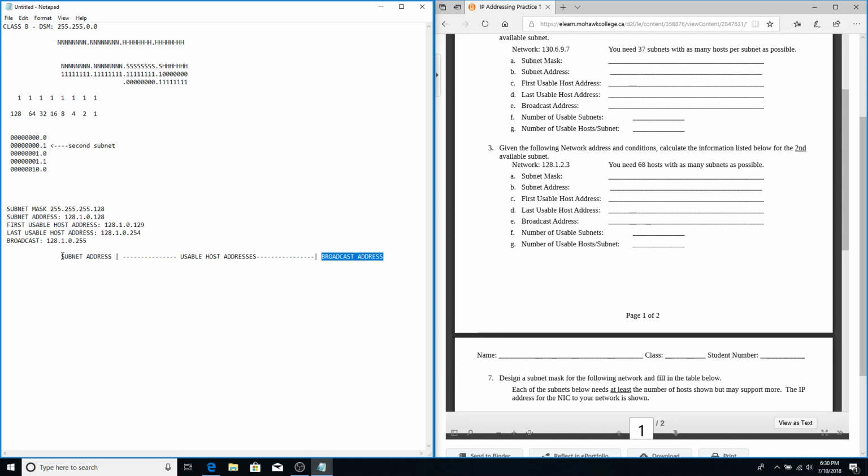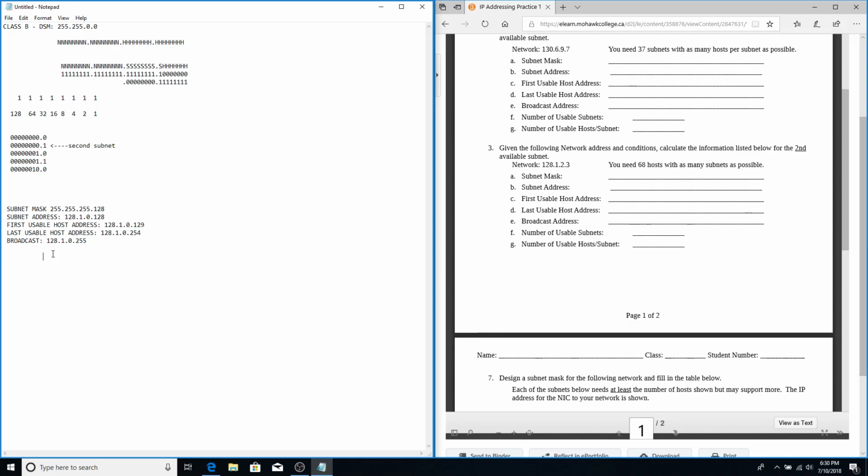So when you say your subnet address is this guy right here, 128.1.0.128, the next address is just moving up one, right? And then when it comes to the broadcast address, that's your last one. So the last usable host address is subtracting one. You're going this way. So that's why we do what we do, just in case you forgot.